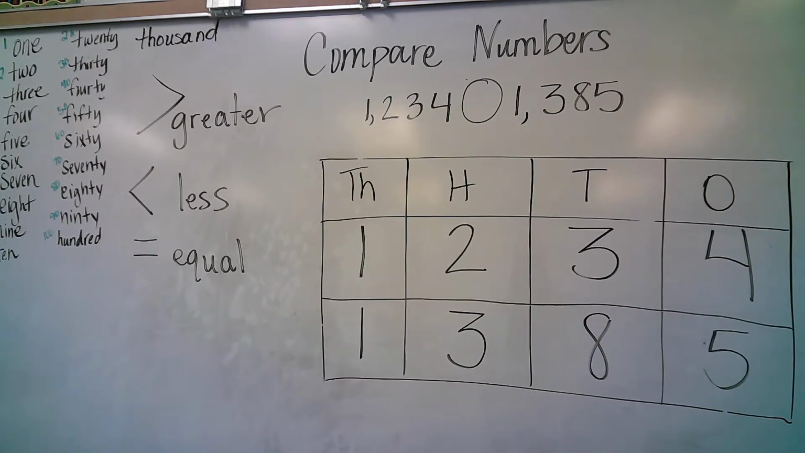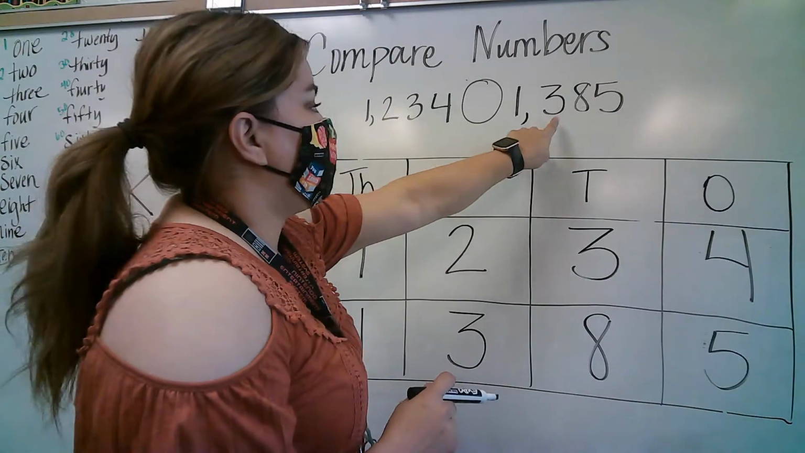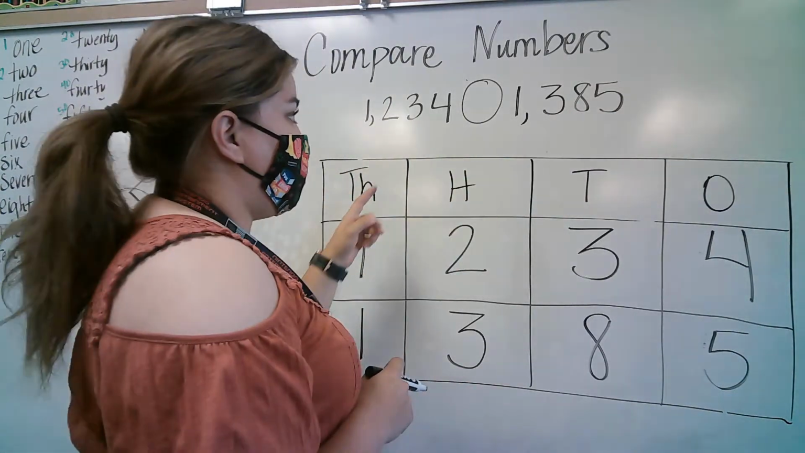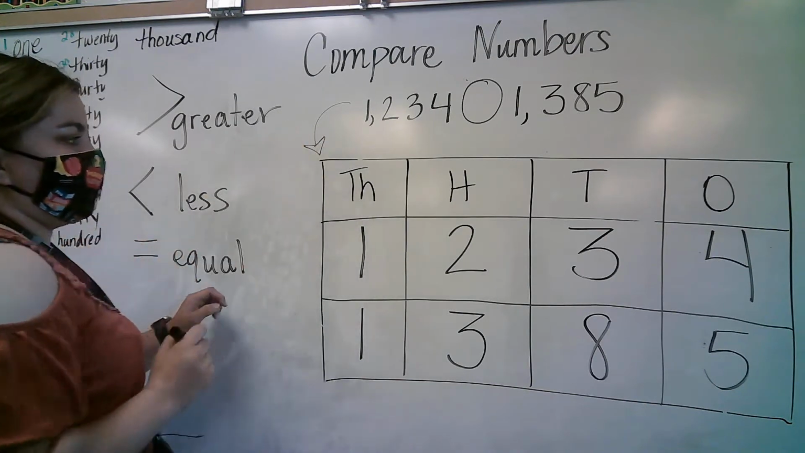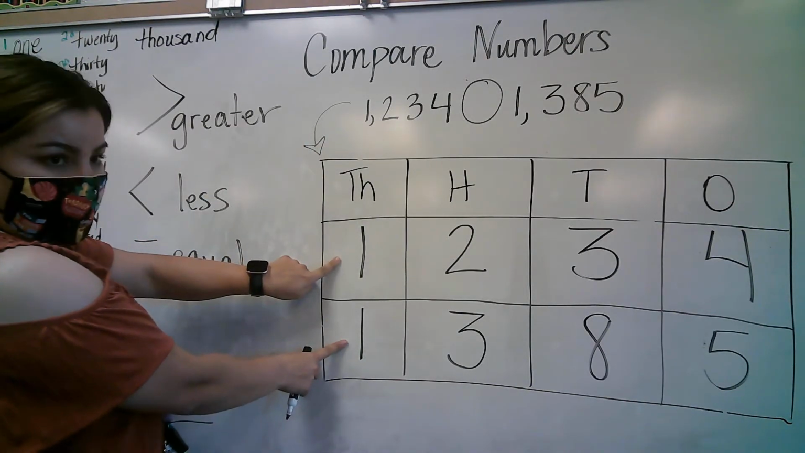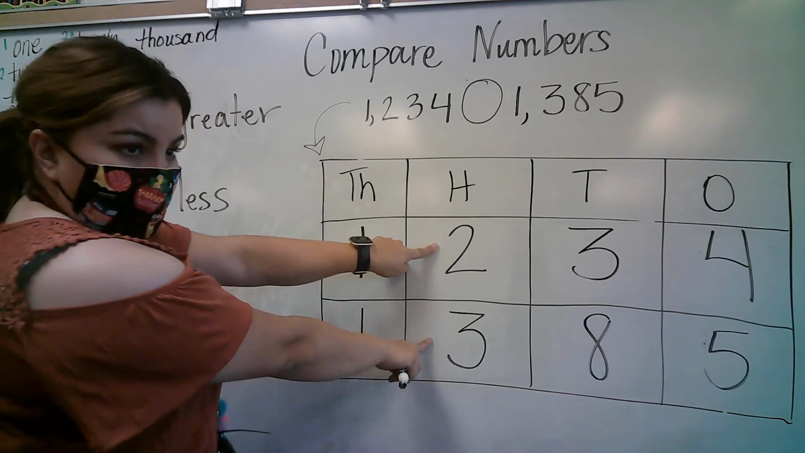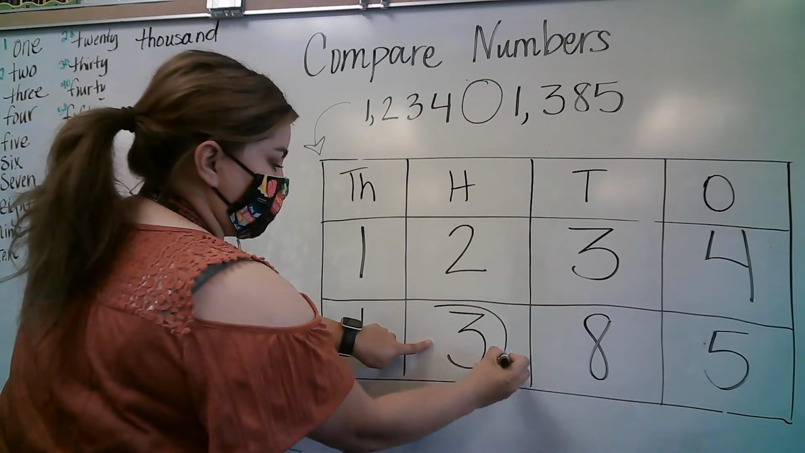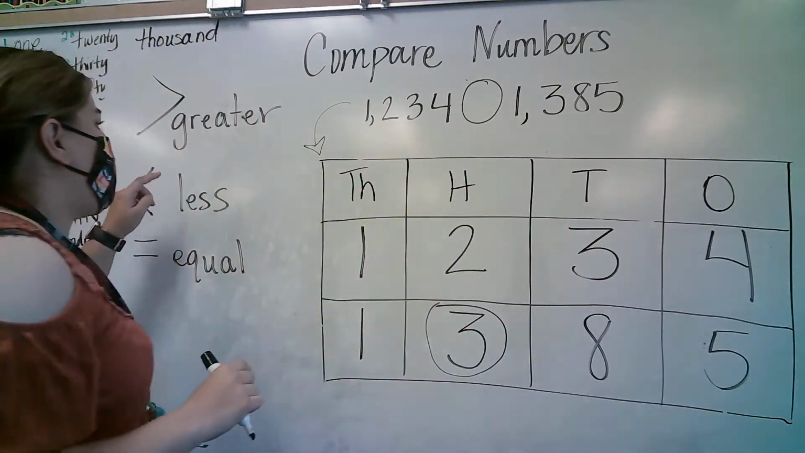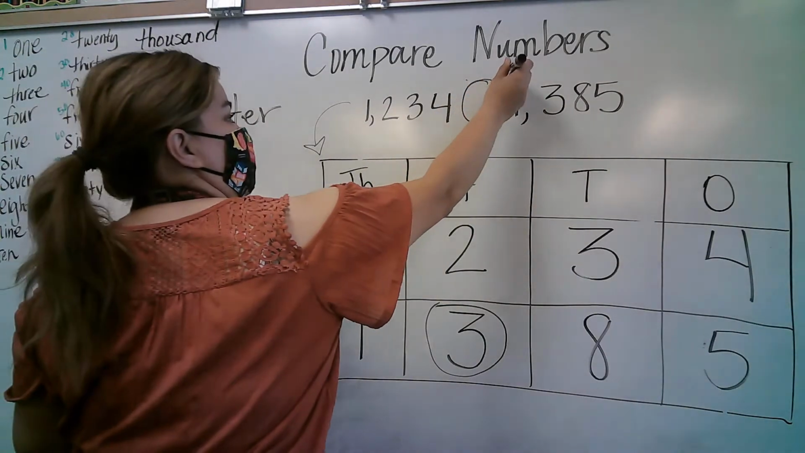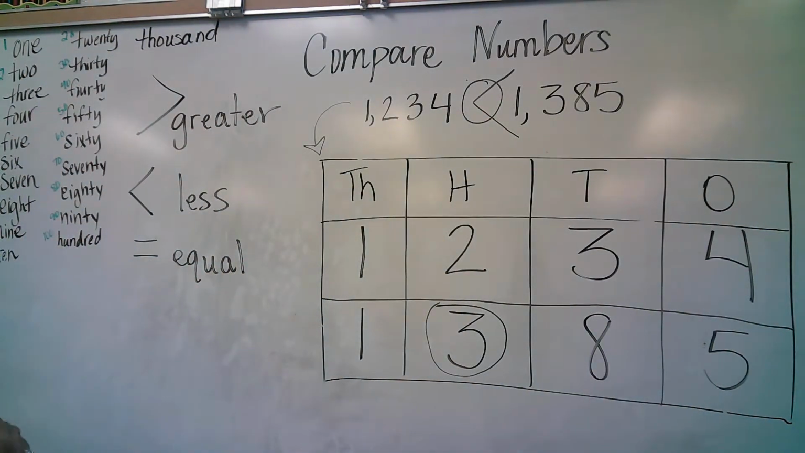Alright, so now I have 1,234 and 1,385. If I'm not sure which one is greater than or less than, I'm going to use my chart to help me. So we're going to start on the left, the first number. We have thousands. Are they the same? Yep. I'm going to go to the hundreds, and I have a 2 and a 3. Are they the same? No. So which number is bigger? The 3. So I'm just going to circle the 3. And I have my 1,385 is bigger. So when I write that, which side does this have to face? That side. The bigger number, right?